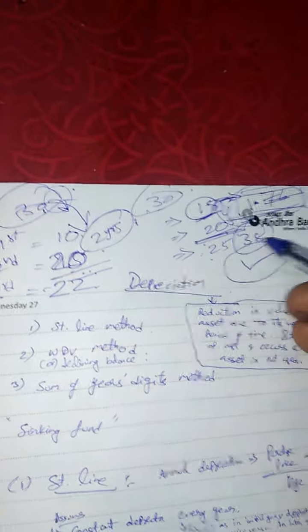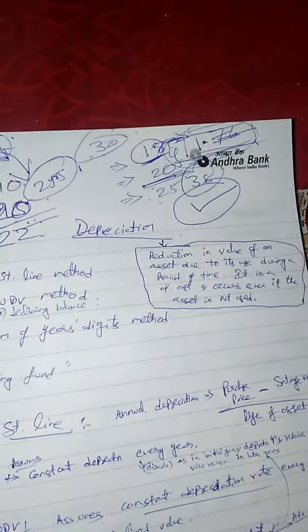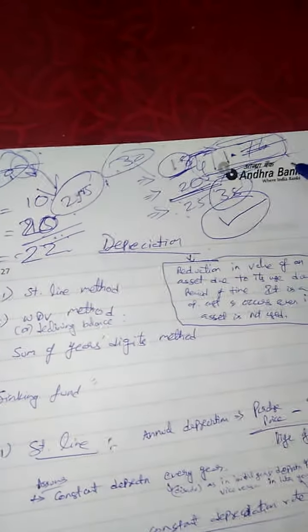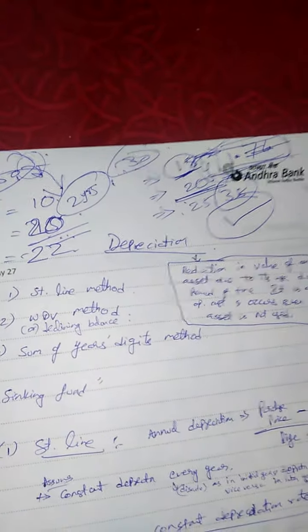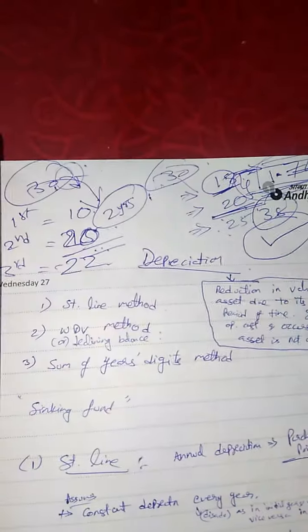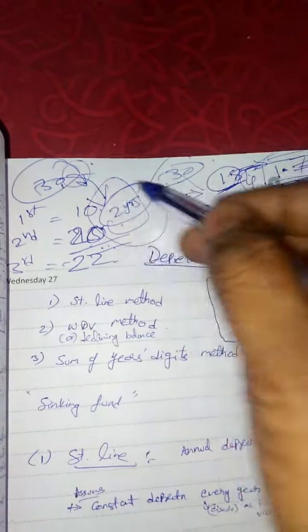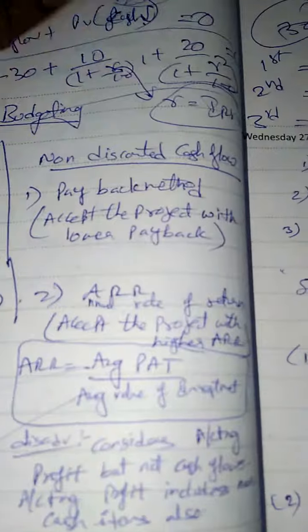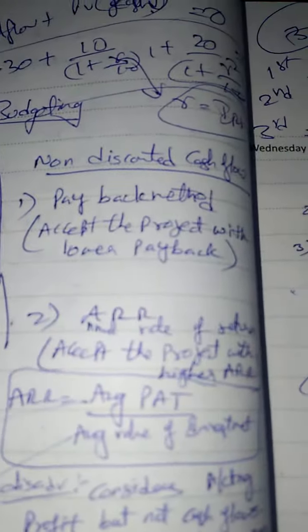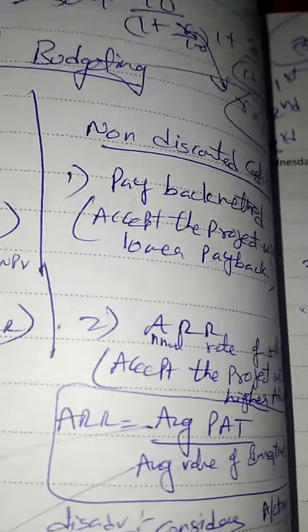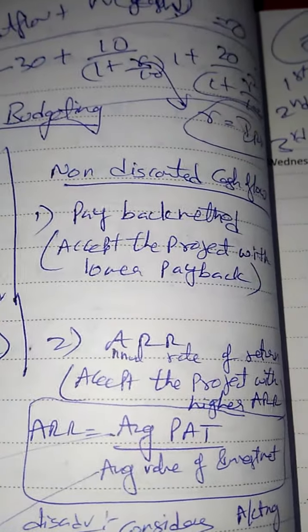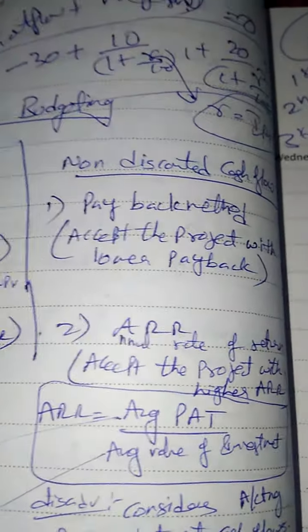This one. Accept the project with lower payback period, that is, accept that project which is returning your investment within less time. Here within 1.7 years I am getting my investment back. Here to get the same investment back I need to wait 2 years. So I'll take up this project. So payback method will calculate the payback period. What is payback period? The period within which initial investment is returned back. And the decision rule in payback method for capital budgeting is accept that project with lower payback period.